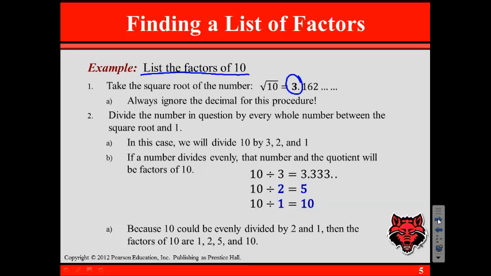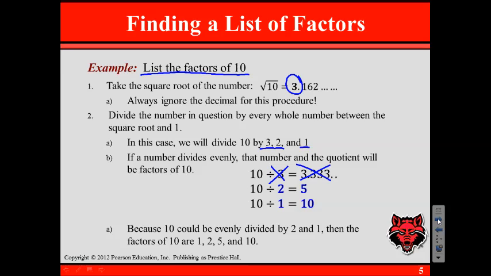We are always going to ignore the decimal for this procedure. Once we've taken the square root, we will divide the number in question, in this case 10, by every whole number between the square root and 1. So every whole number between 3.162 and 1 will be 3, 2, 1. So you see below that we've divided 10 by 3. That gave us a decimal. We divided 10 by 2. That gave us 5. And divided 10 by 1. That gave us 10. Now we do not like decimal quotients in this case. So 3 is not a factor. Neither is 3.333 repeating forever.